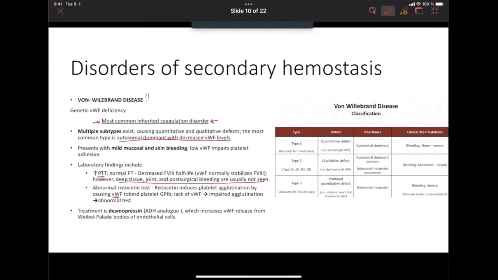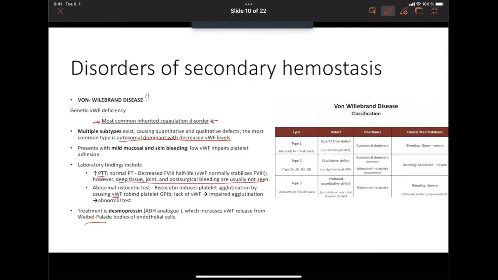The treatment of this is desmopressin, which is an ADH analog. Remember, ADH is released from the hypophysis. It increases von Willebrand factor release from the Weibel-Palade bodies of the endothelial cells. I'm not even going to try to pronounce it. So anyway, you just need to remember it's the most common type.